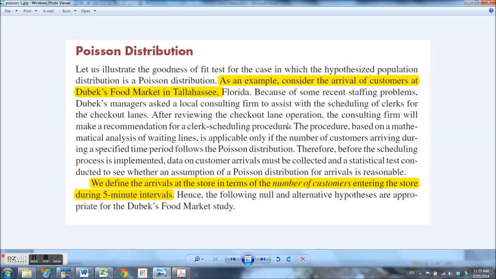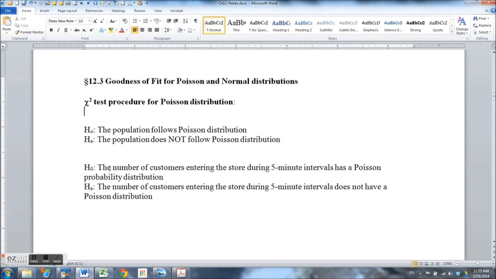This is from your text. In this example, we are looking at customer arrivals in a food market in Tallahassee, Florida. The manager wants to know whether the customer arrivals follow Poisson distribution. So to test that, we first define the arrivals in terms of the number of customers entering the store during a 5-minute interval. So we set up the hypothesis: the null hypothesis is that the number of customers entering the store during a 5-minute interval has a Poisson probability distribution, and the alternative is that it does not follow Poisson distribution.